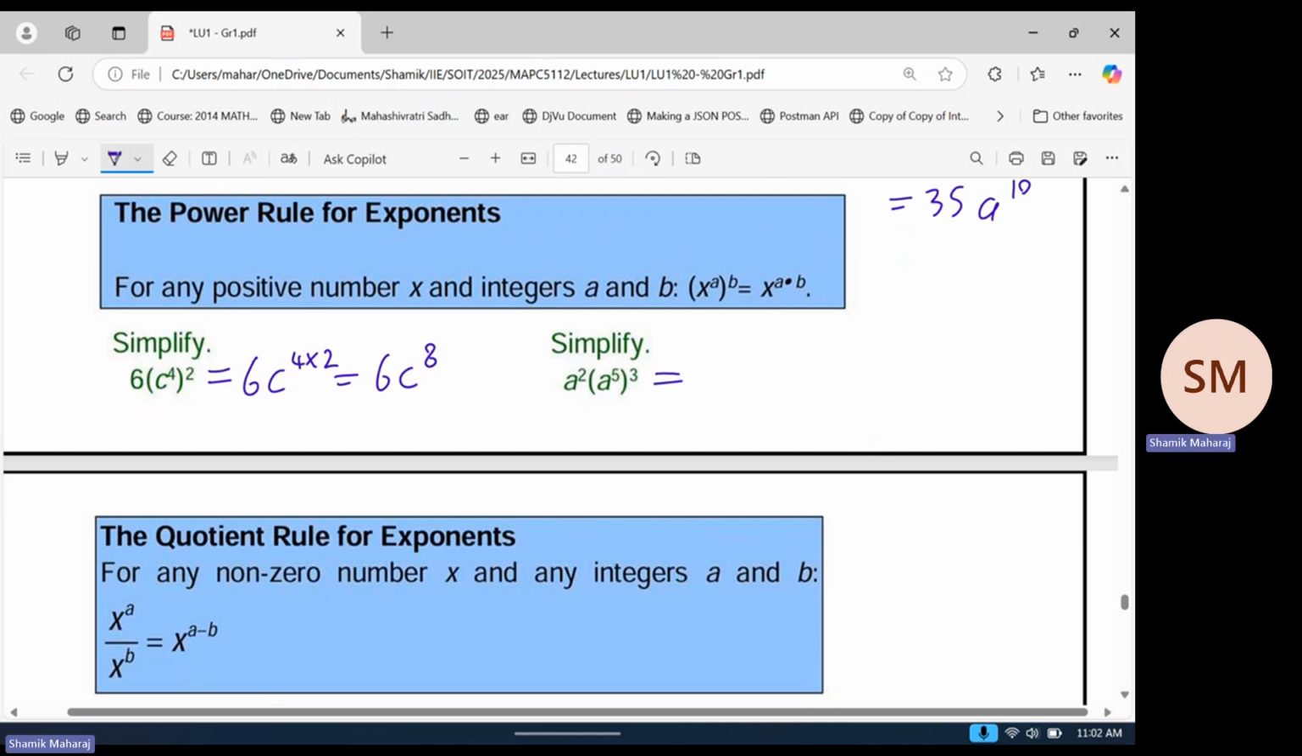This is a combination of product rule and power rule. So first thing we do is we leave the a squared on the outside. We don't interfere with that. On the right, we have a to the 5 raised to the power 3, which just becomes a to the 5 times 3.